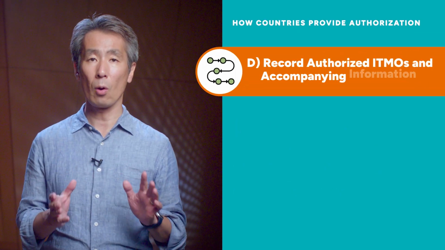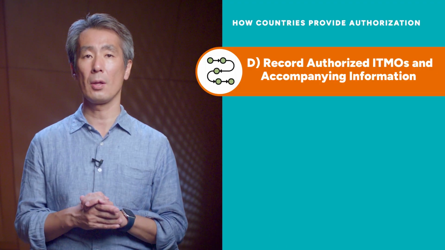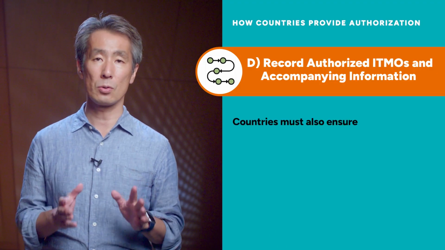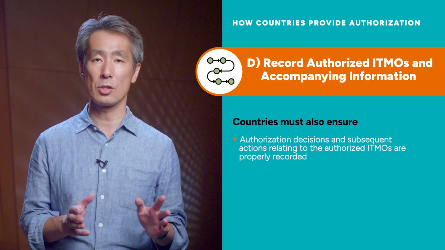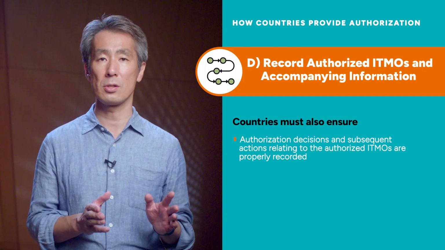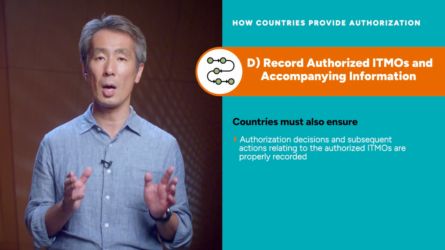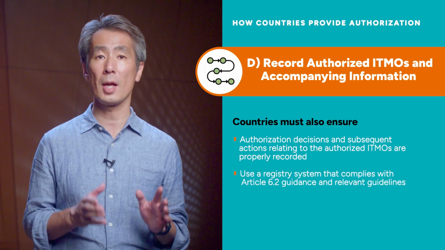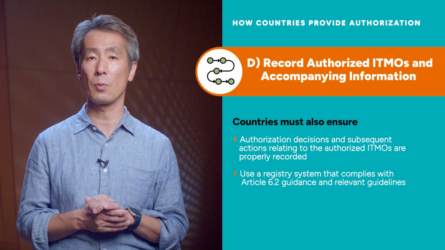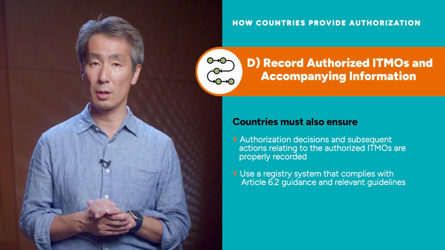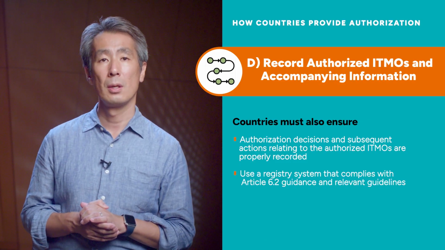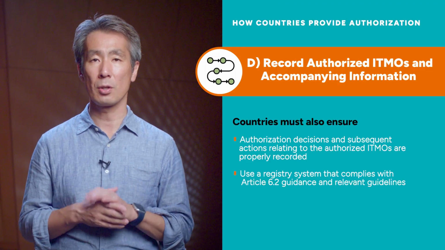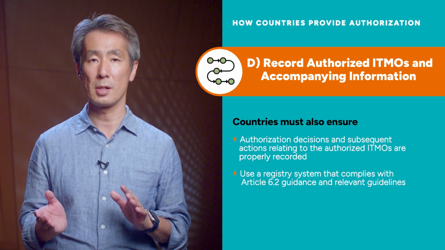D. Record authorized ITMOs and accompanying information. Countries must also ensure that authorization decisions and subsequent actions related to the authorized ITMOs are properly recorded using a registry system that complies with Article 6.2 guidance and related guidelines. This registry must enable countries to report information annually to the UNFCCC.